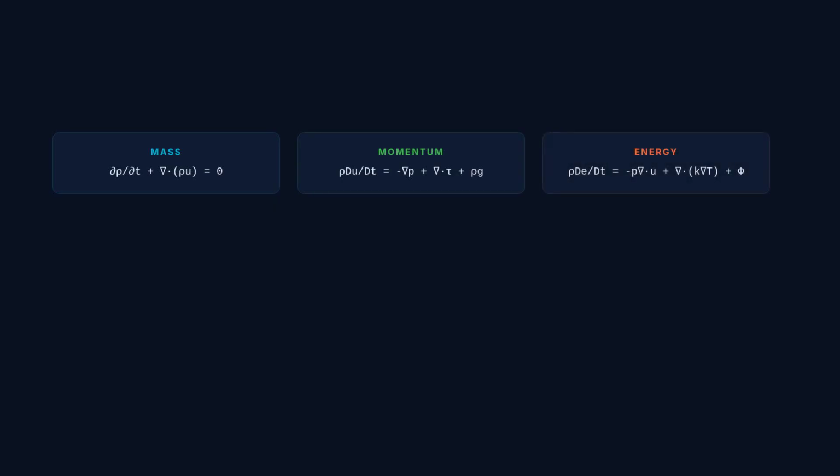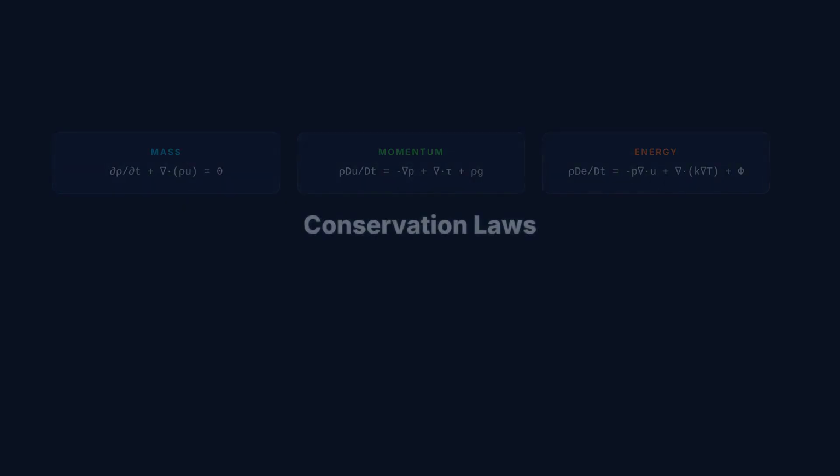Every CFD simulation you have ever run, every velocity field, every pressure contour, every drag coefficient comes from just three laws: conservation of mass, conservation of momentum, conservation of energy. Three principles that govern all fluid motion in the universe. In 9 minutes, you will understand what these laws say, how they become the equations your solver actually solves, and what happens when they are violated.